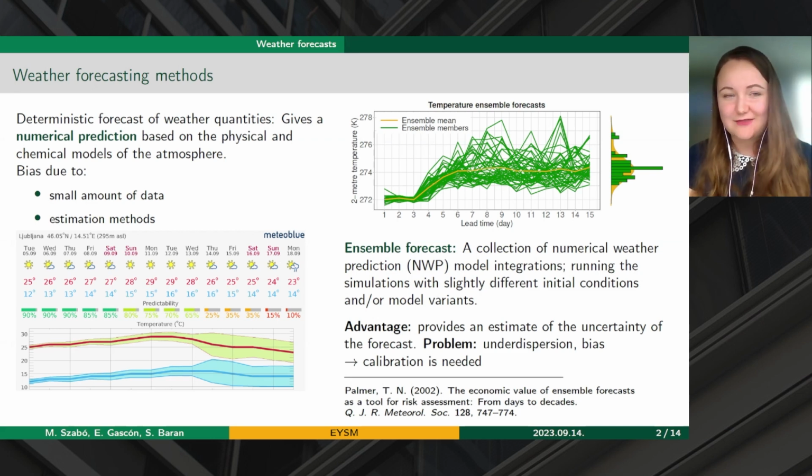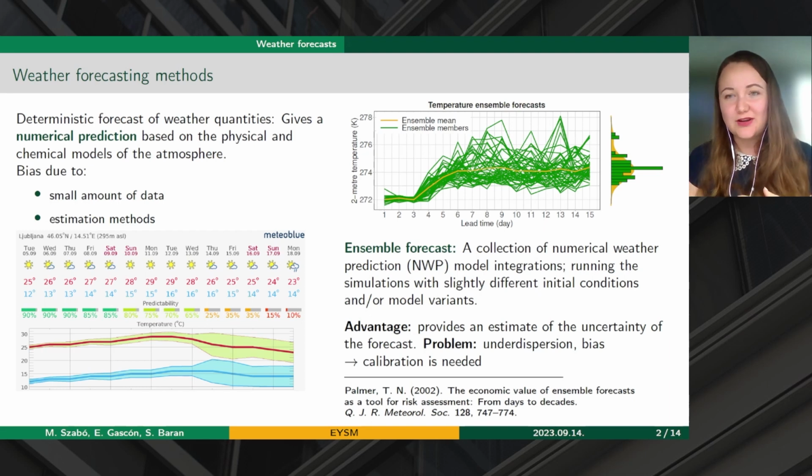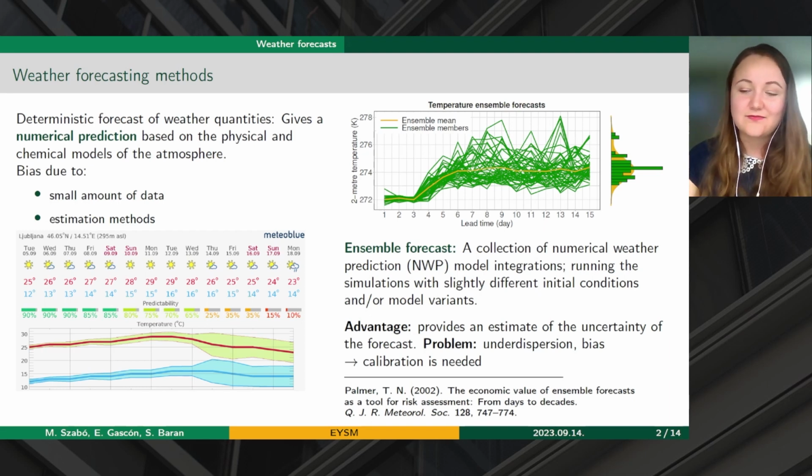But of course, as with every methodology, there are some downsides. A usual problem with ensemble forecasting is that it can be under-dispersive, and there is still some bias in the output. And so some form of calibration is needed. In terms of calibration, what I mean is that there should be a consistency between the probabilistic forecast and the relative frequency of the observations that we have.